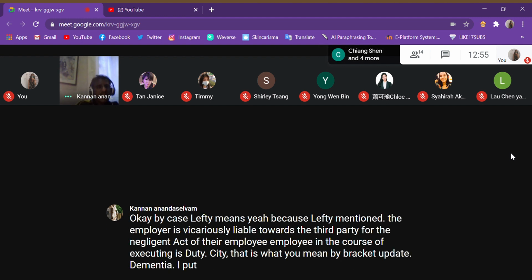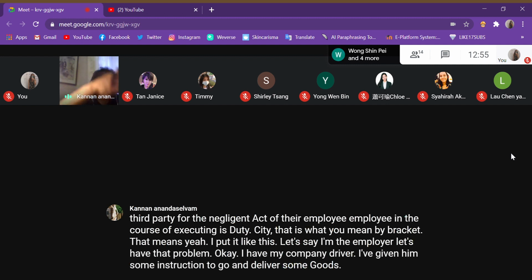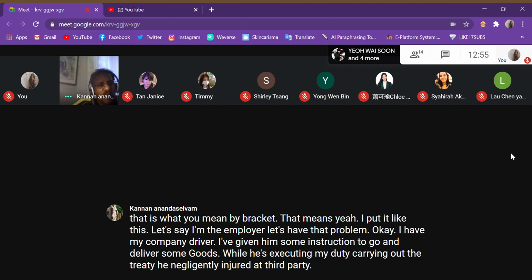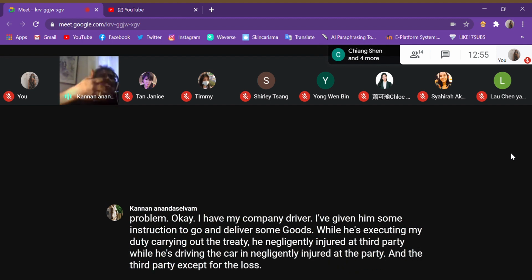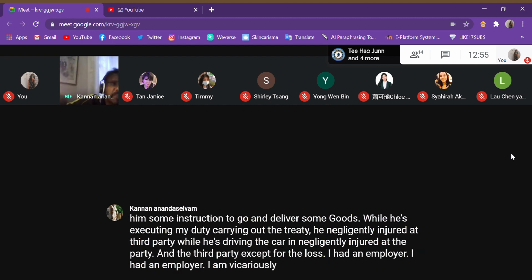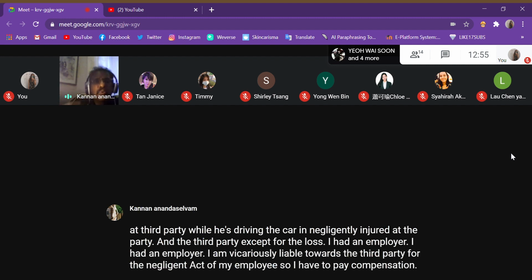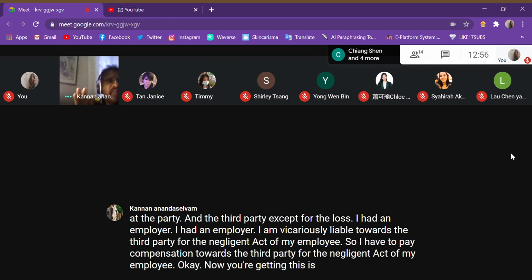That means, I put it like this. Let's say I'm the employer. I have my company driver. I've given him some instruction to go and deliver some goods. While he's carrying out my duty, he negligently injures a third party while driving the car, and the third party has suffered a loss. I, as an employer, am vicariously liable towards the third party for the negligent act of my employee. So I have to pay compensation to the third party for the negligent act of my employee. Okay, now you get it? This is what you mean by vicarious liability.